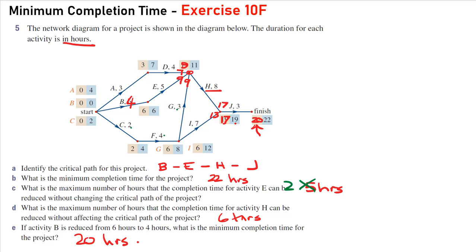Now you might say to yourself, well look, it's been reduced by 2 hours. Couldn't we have just gone 22, take away 2? We could have done that, but it's always a good idea to check to make sure that that path would remain on the critical path. If this path down here happened to be, let's say, a 10 into this junction and this only reduced to 21, the minimum completion time might have only gone down by 1 hour.